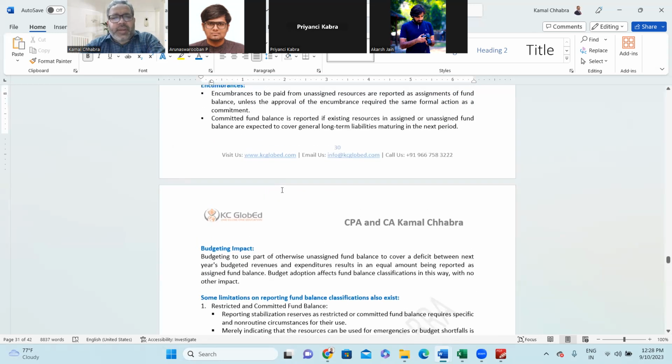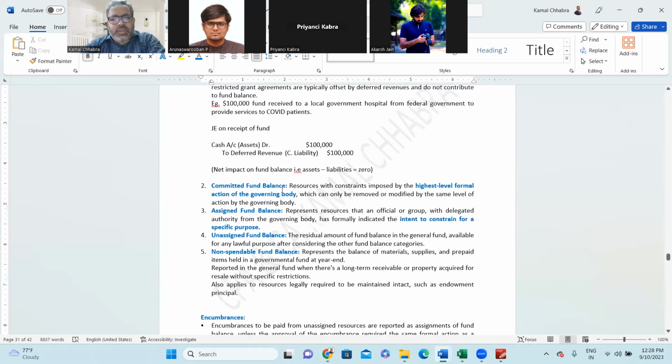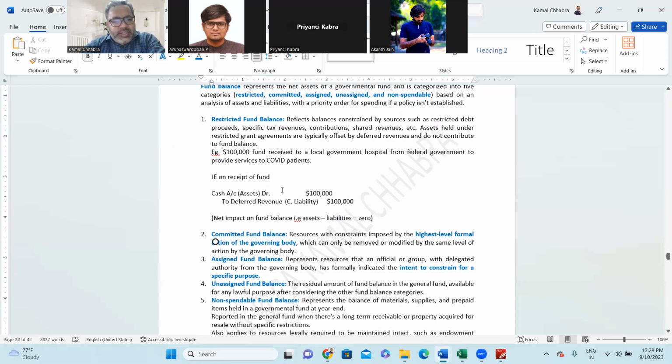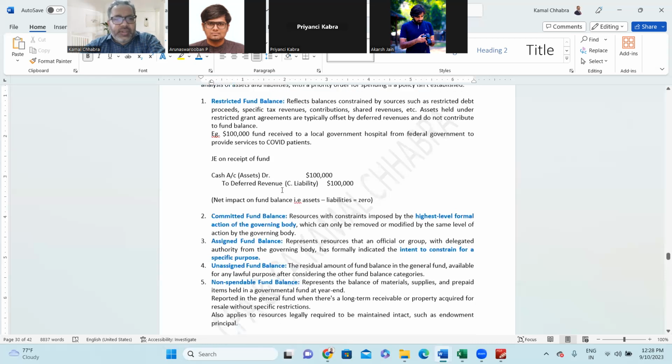So all these 5 categories of the fund, you will see there are few balances which are mandatory. For example, restricted fund balance, right? And you can say the non-spendable fund balance. Whereas assigned fund balance, unassigned fund balance, and committed fund balance are on management discretion.